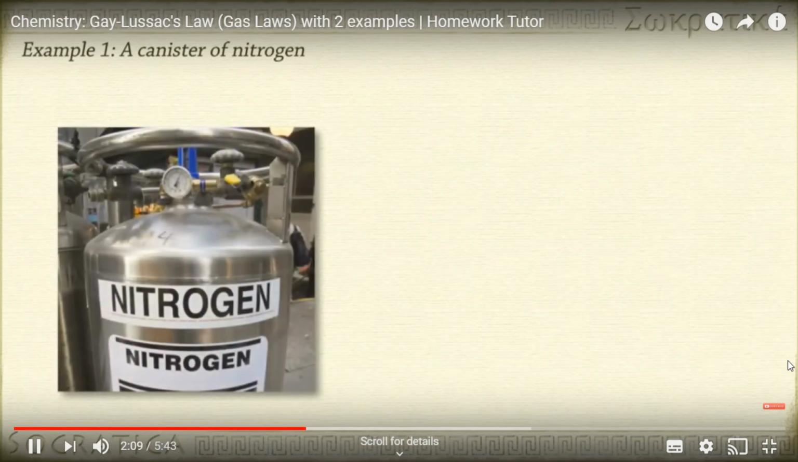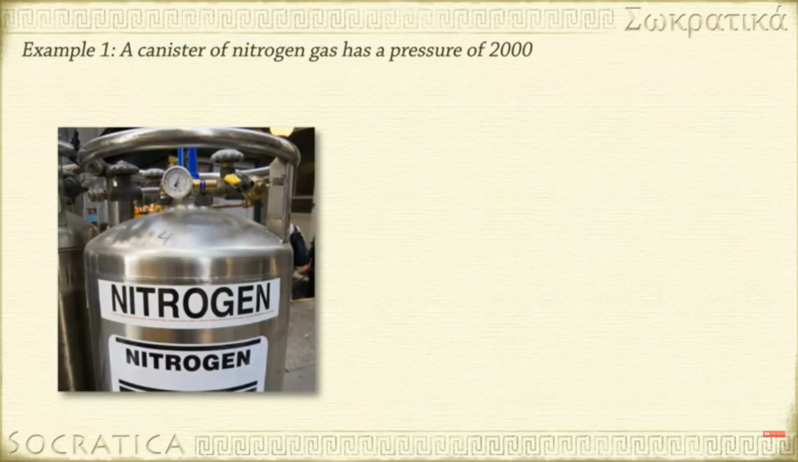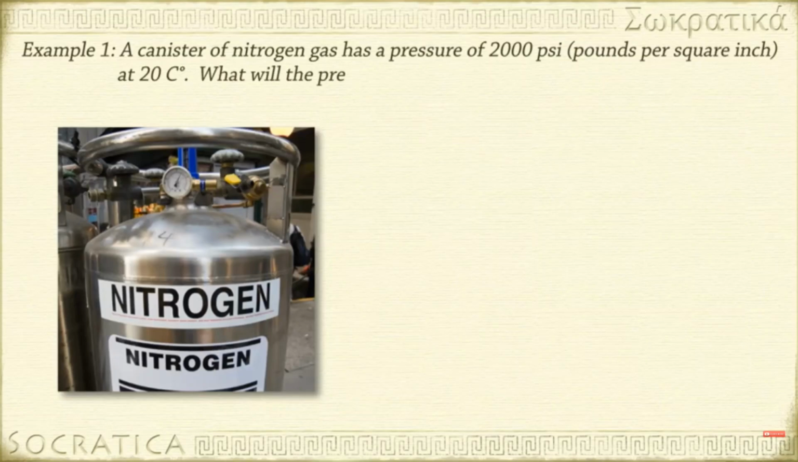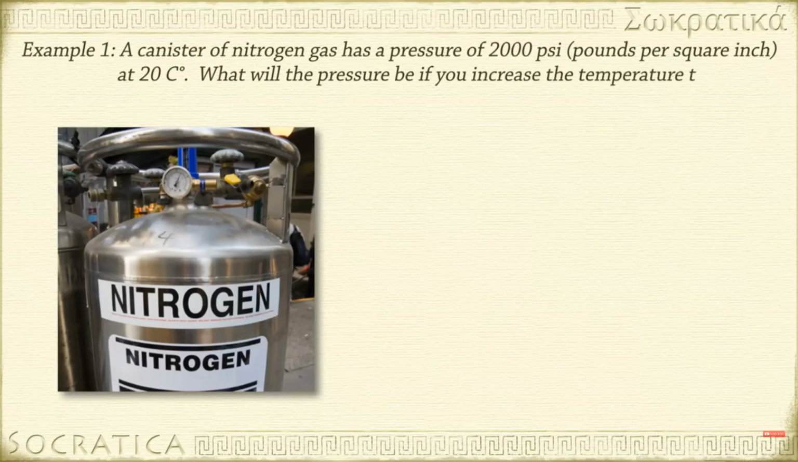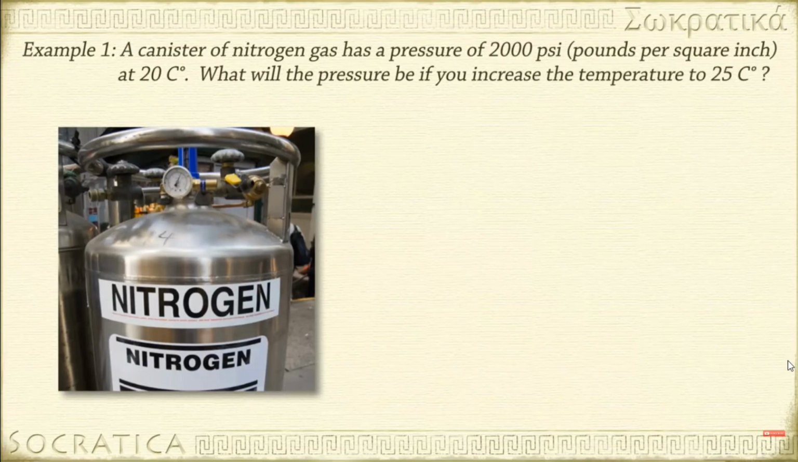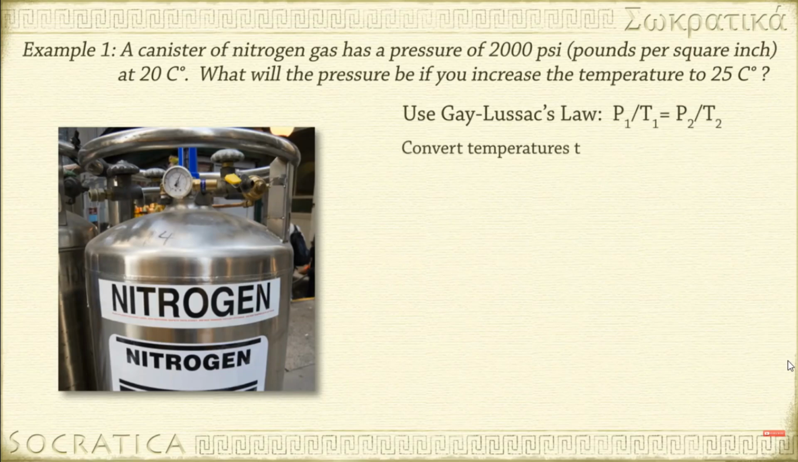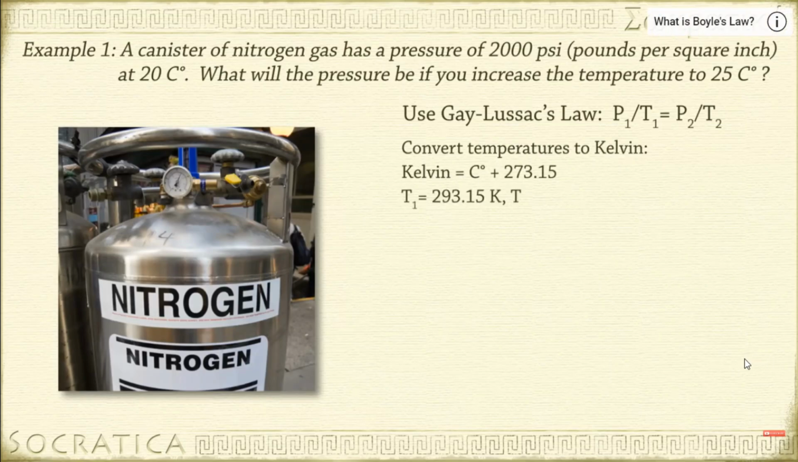A canister of nitrogen gas has a pressure of 2,000 psi, pounds per square inch, at 20 degrees Celsius. What will the pressure be if you increase the temperature to 25 degrees Celsius? Let's write down Gay-Lussac's law, P1 over T1 equals P2 over T2, because we have a before and after. Remember to convert the temperatures to Kelvin. Kelvin equals degrees Celsius plus 273.15. So T1 equals 293.15 Kelvin, and T2 equals 298.15 Kelvin.